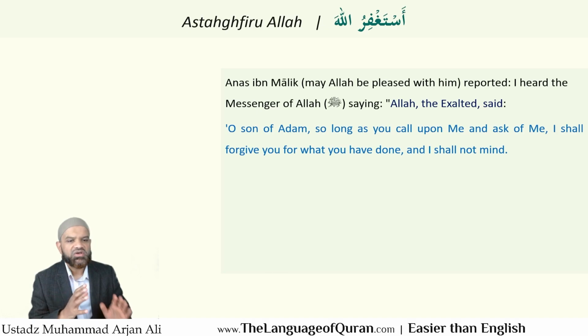Allah said, O son of Adam, as long as you call upon Me and ask of Me, I shall forgive you for what you have done. I shall not mind. Subhanallah. So all we have been told here, very beautifully, O child of Adam, when you have done something wrong, as long as you call upon Me, as long as you turn to Allah, as long as you make your dua, I will forgive you. I will not mind. For whatever you have done, ask Allah, He will forgive.